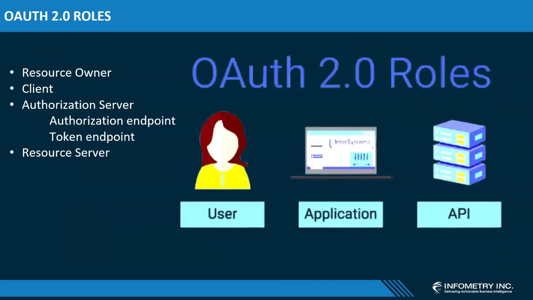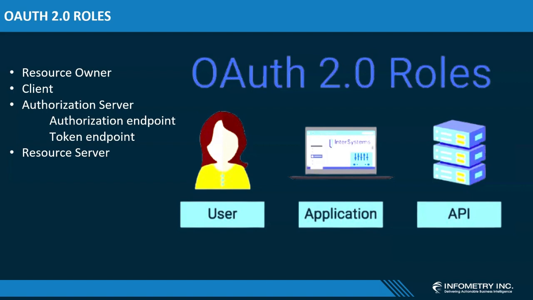OAuth 2 roles: a resource owner, the user or system that owns the protected resources and can grant access to them. The client is a system that requires access to the protected resources. The authorization server receives a request from the client for an access token and issues it upon successful authentication and consent by the user, the resource owner.